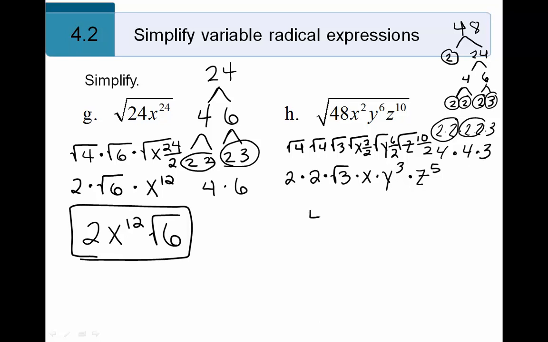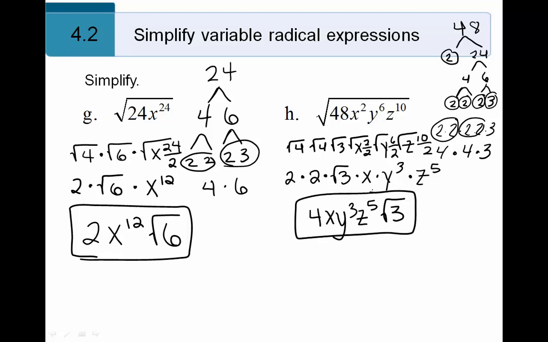2 multiplied by 2 is 4. Then we'll put x, y to the 3rd, z to the 5th, square roots of 3. 4x y cubed z to the 5th square roots of 3. How was that?